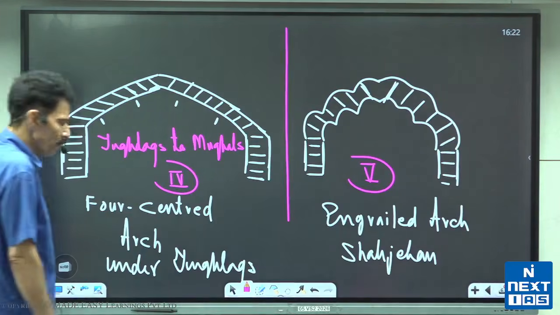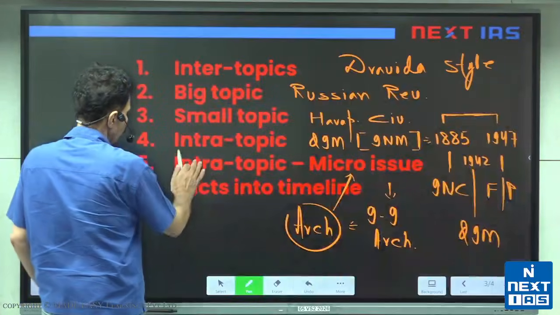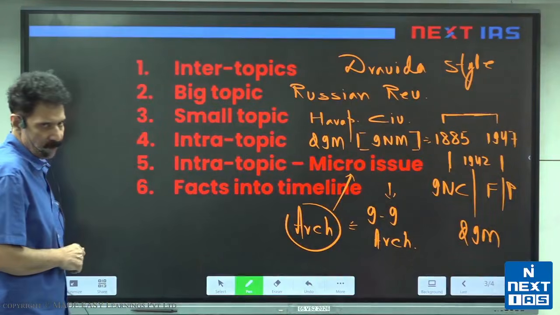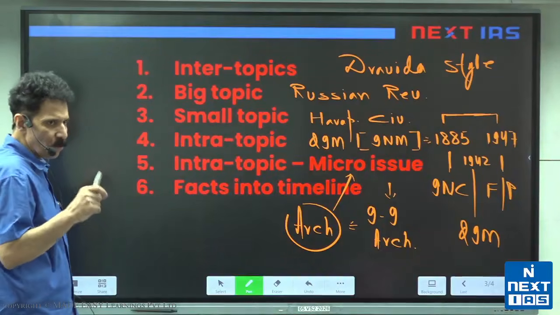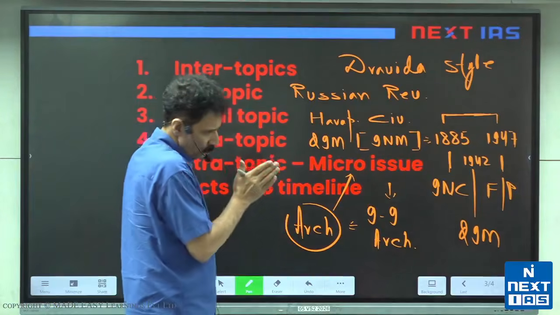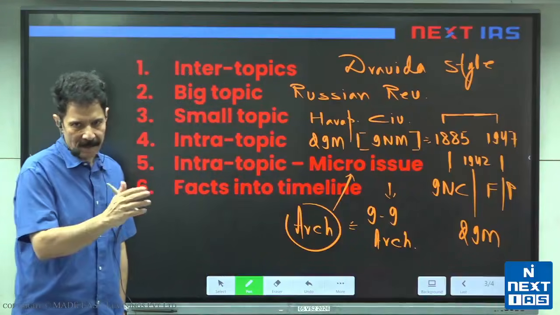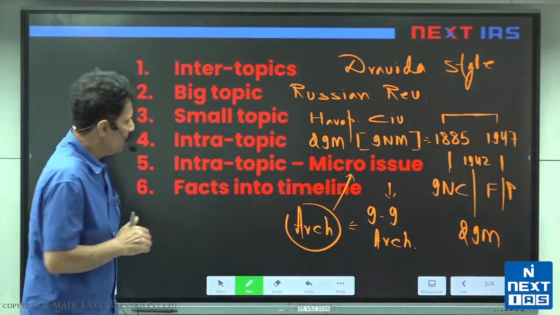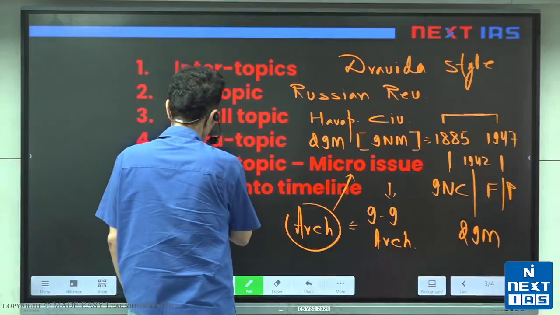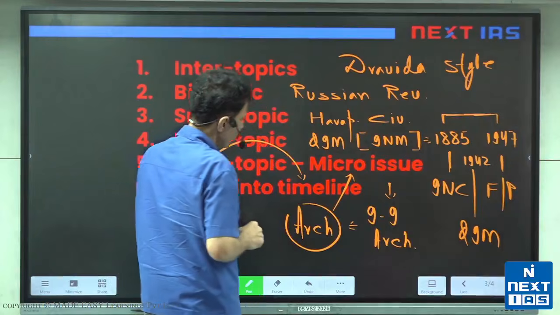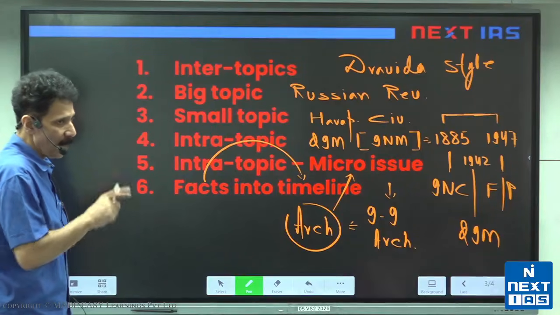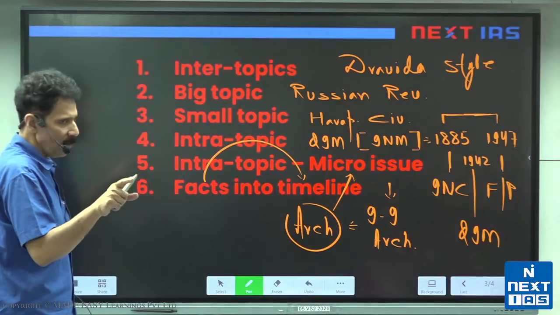Is it all right? This is also okay. And the sixth one is facts into timeline. Here also I want to give you one idea. What is that? When you prepare, you come across many facts. So everywhere or wherever possible, convert this into a timeline. Fact, converting that into timeline.